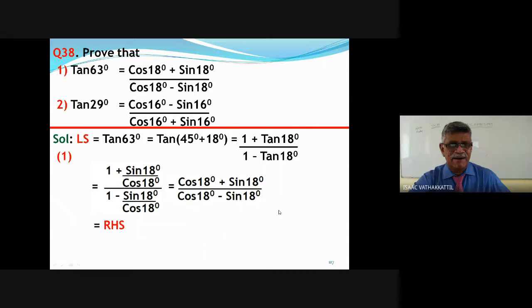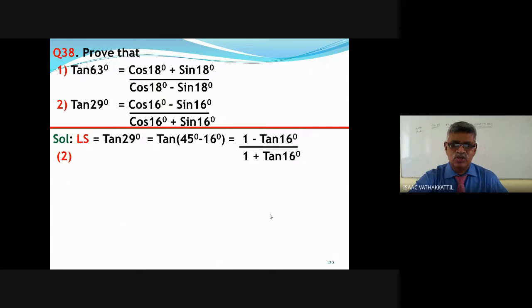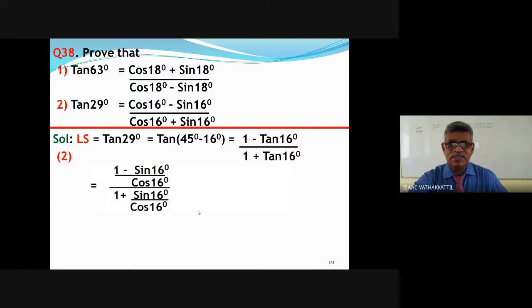What about the second? 45 minus 16, right. 29 degrees is nothing but tan 45 degrees minus 16 degrees. And we know tan of 45 minus theta is 1 minus tan theta upon 1 plus tan theta, which is equal to 1 minus sine 16 degrees upon cos 16 degrees, upon 1 plus sine 16 upon cos 16.